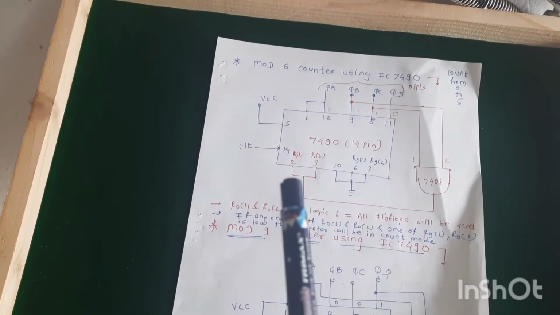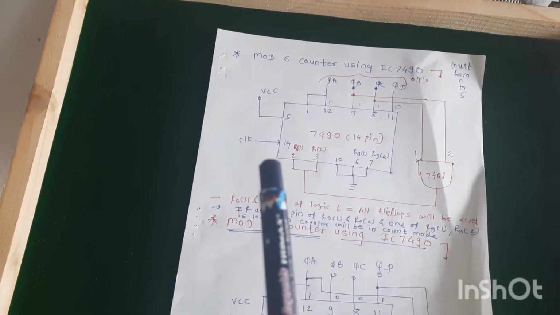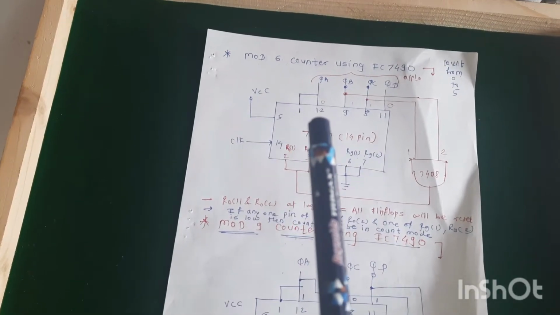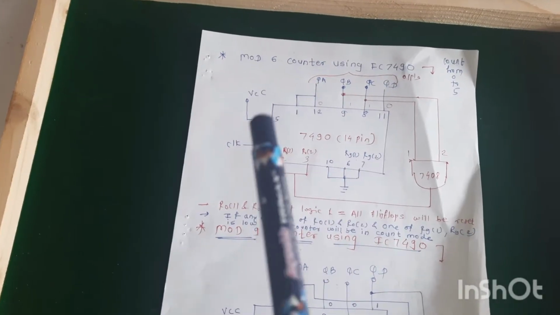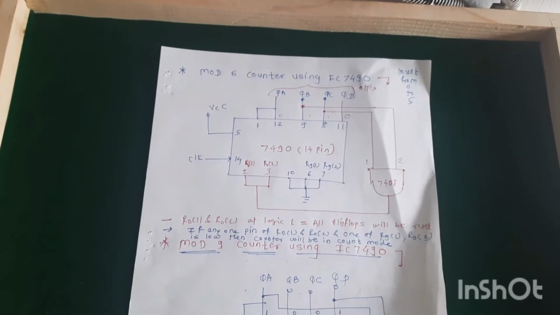So you can see here reset pins 2 and 3, and 6, 7 are the set inputs. Then 14 is the clock, 5 is the VCC, and 12, 9, 8, 11 are the output pins. So this is the actual circuit diagram for the mod 6 counter using IC 7490. Now we will see the connection on the digital IC trainer kit.